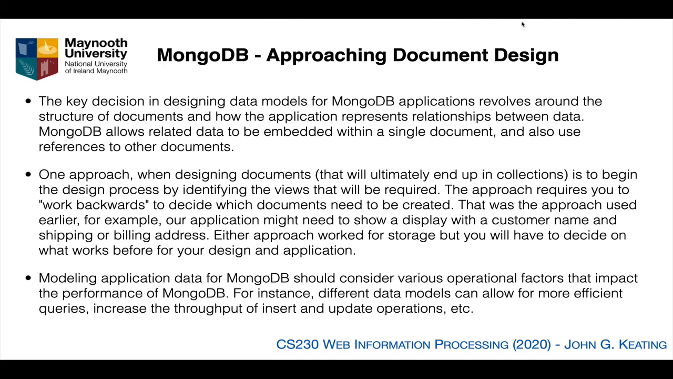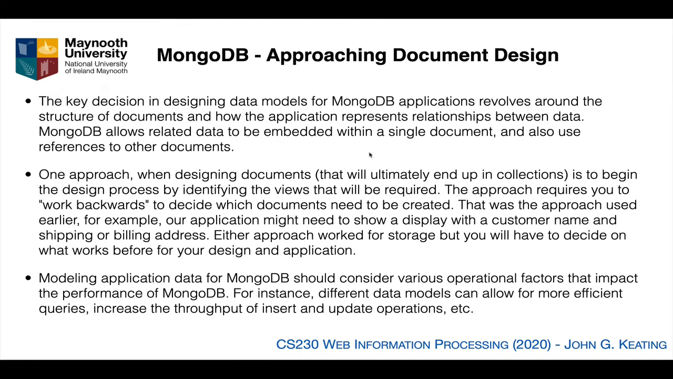Okay, so how do we approach document design then? How do we do this? So the key decision in designing the models revolves around the structure of the documents and how the application represents relationships between the data. So, MongoDB allows related data to be embedded in a single document and also use references to other documents. So, which do you use?